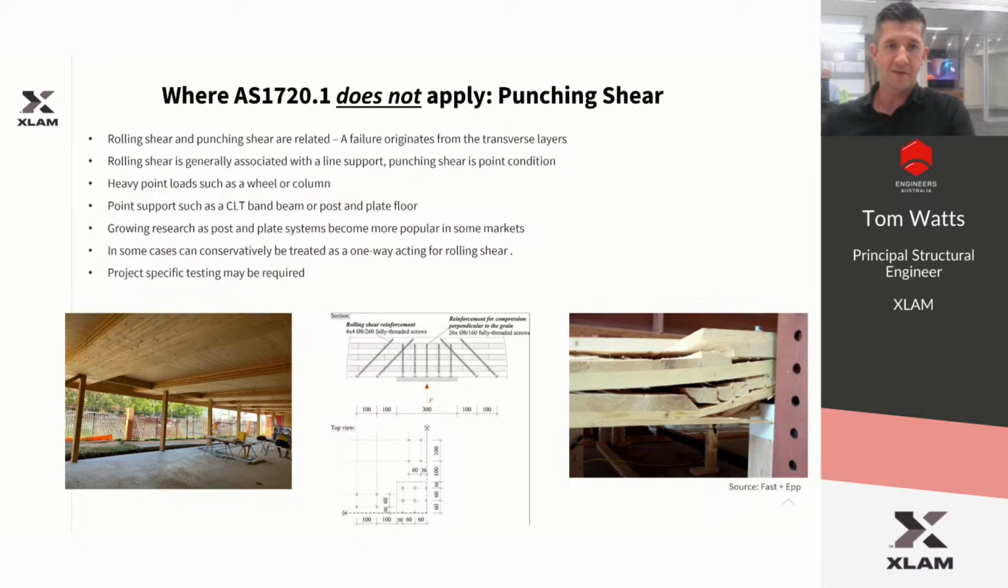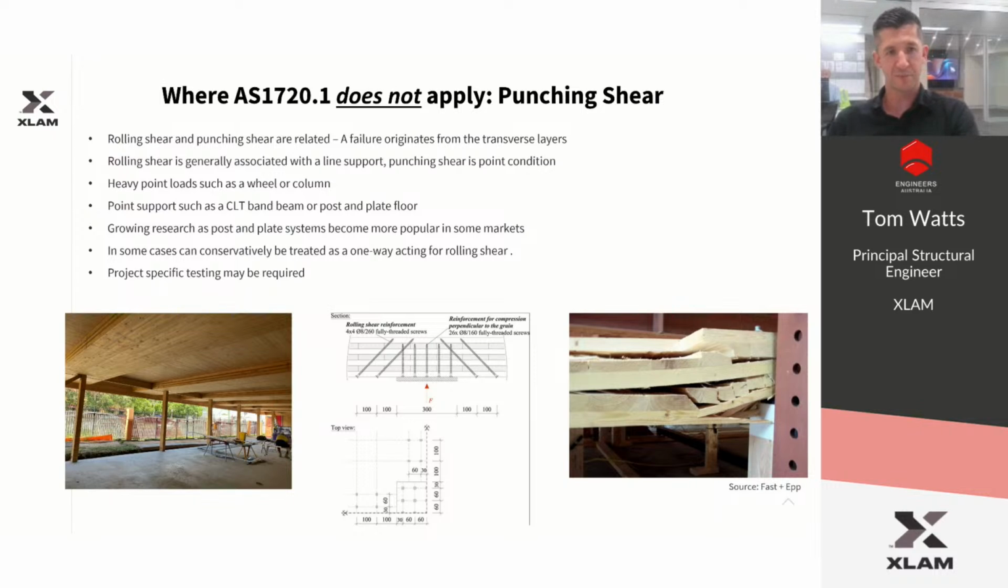Another aspect where 1720 doesn't apply is looking at punching shear. Rolling shear and punching shear are definitely related failure modes. They're both failures that result from failure of the transverse layers. Rolling shear is generally associated with a line support, whereas punching shear is basically a point support. So this can come from heavy point loads like a column or a heavy wheel load, or it could be a point support at a column interface, or maybe a post and plate floor.